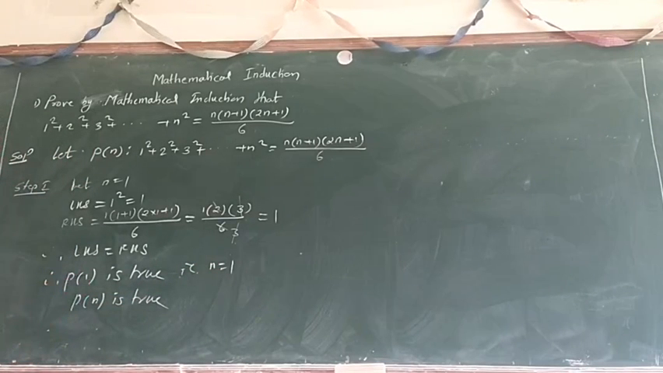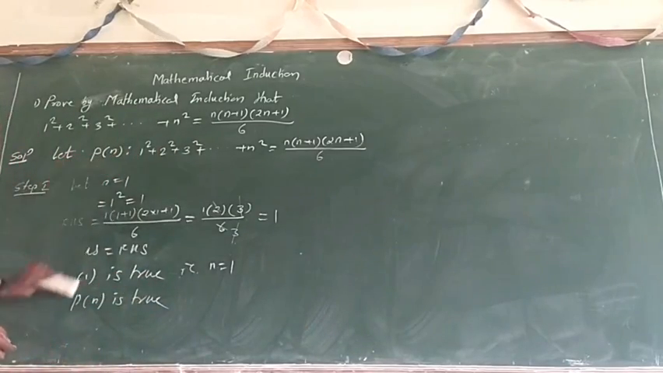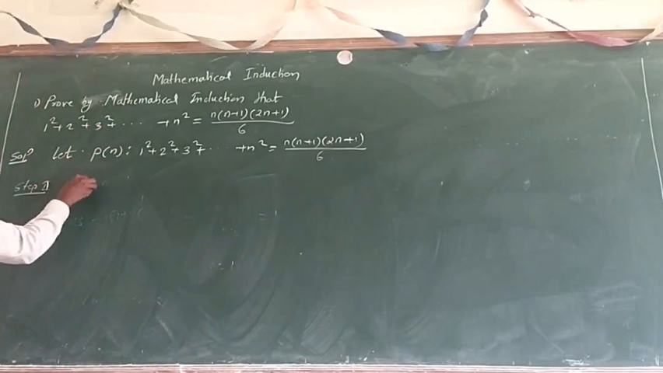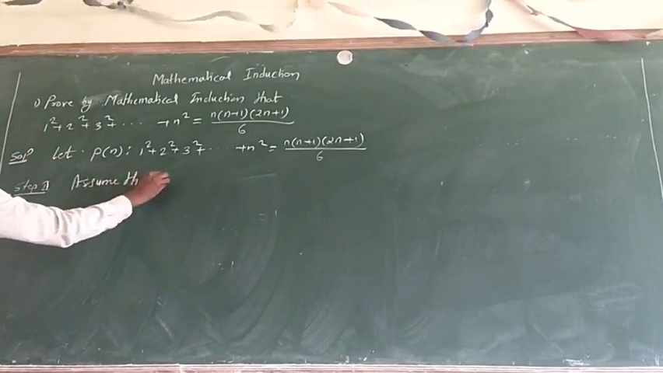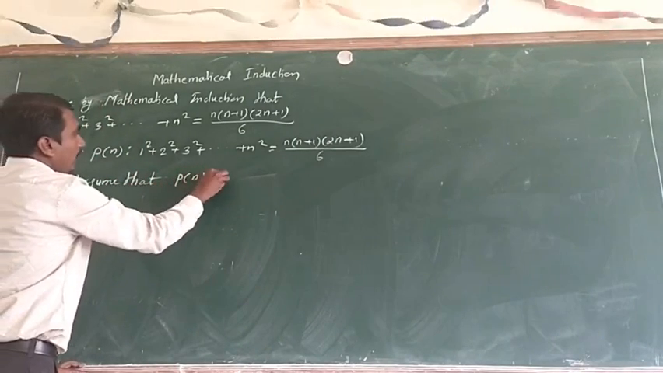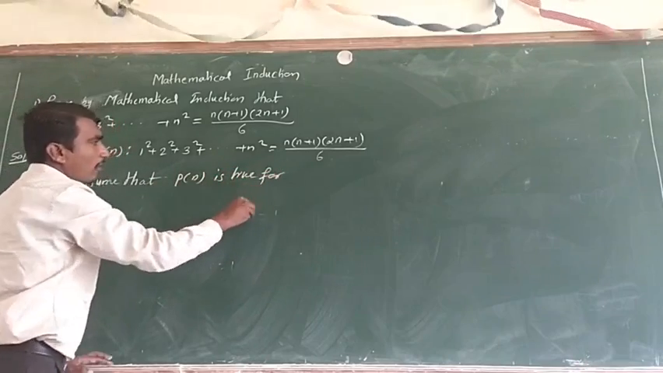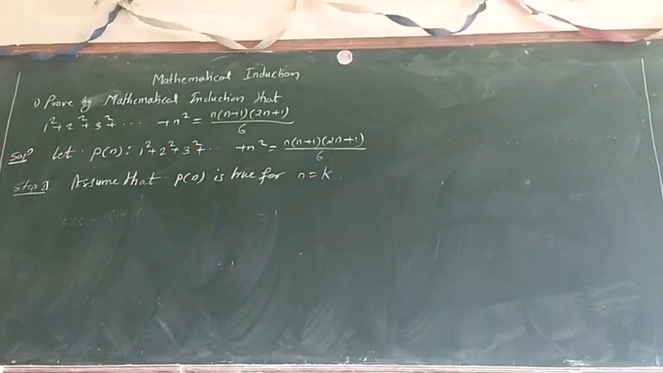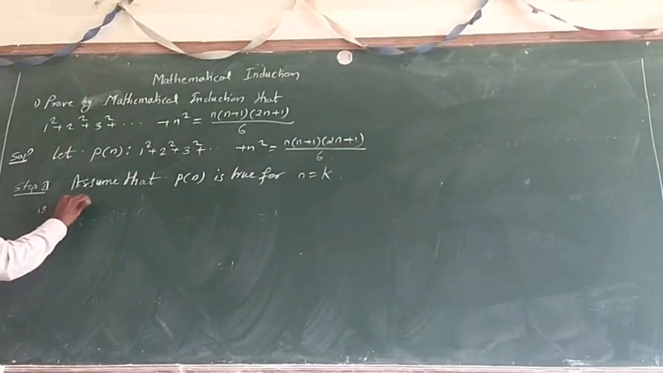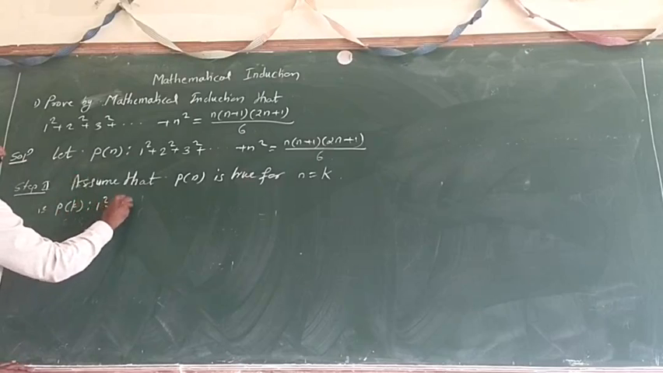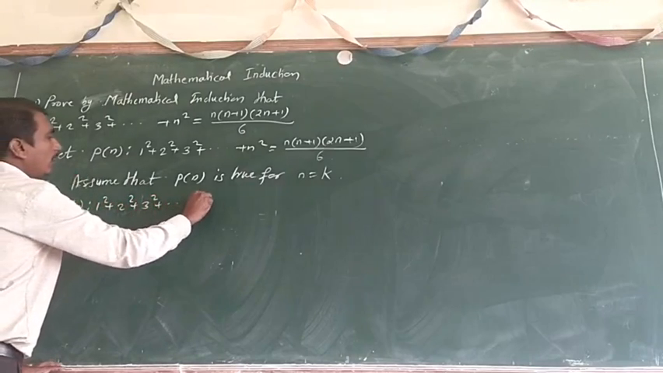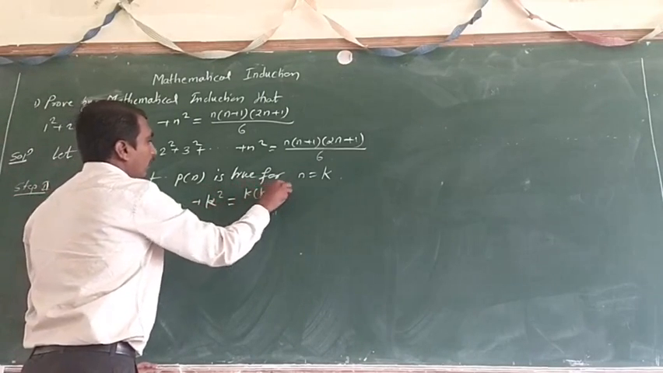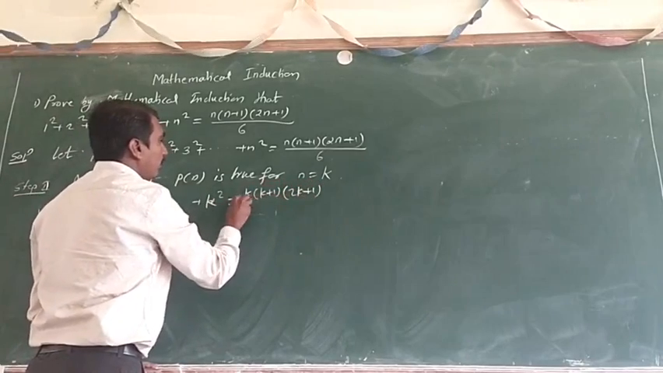Next, step 2. Let us assume that P of n is true for n equal to k. That is, we take P of k as 1 square plus 2 square plus 3 square plus so on plus k square is equal to k into (k plus 1) into (2k plus 1) by 6.